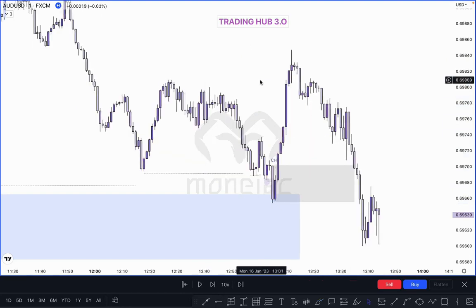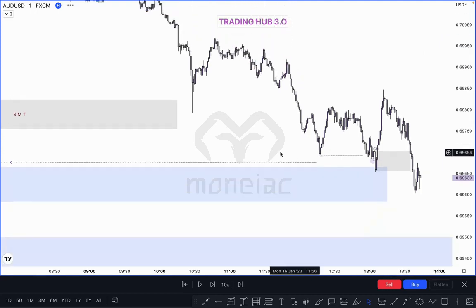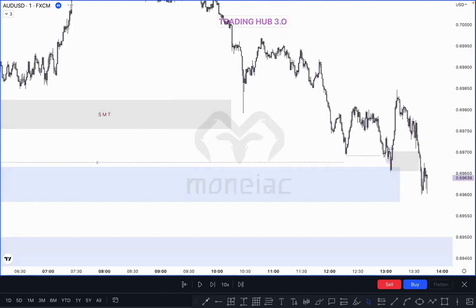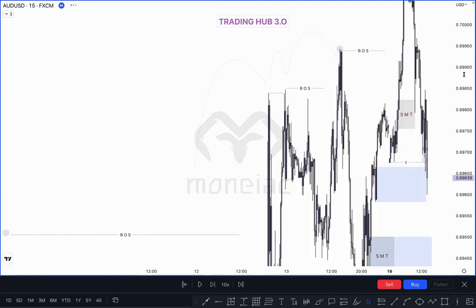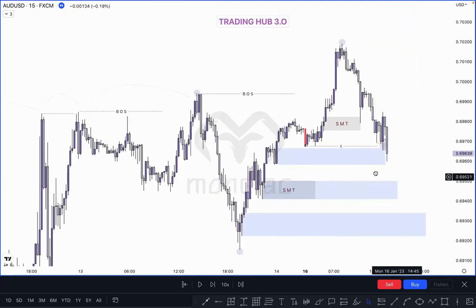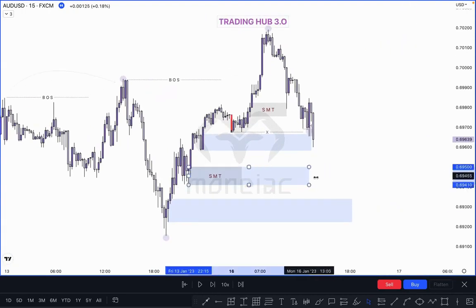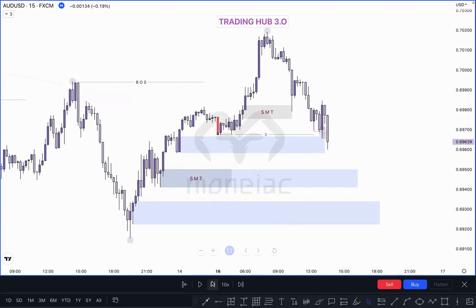Okay, so where is our next POI in this case? First of all, check the 15-minute time frame and wait to mitigate the extreme order block, which is here. You don't need to buy here because this one is SMT. So let's see what happened next after this one.